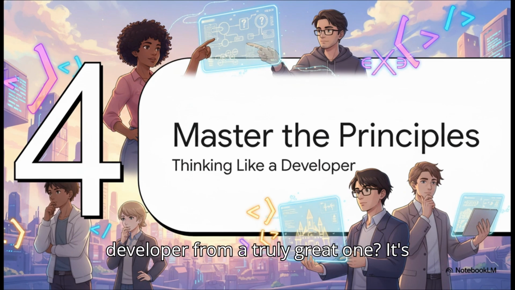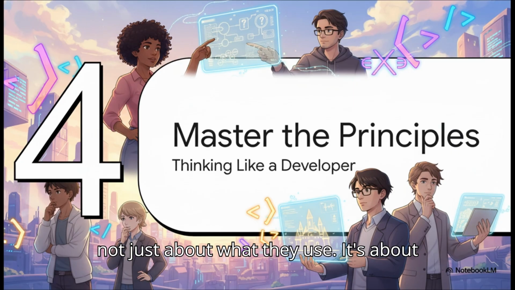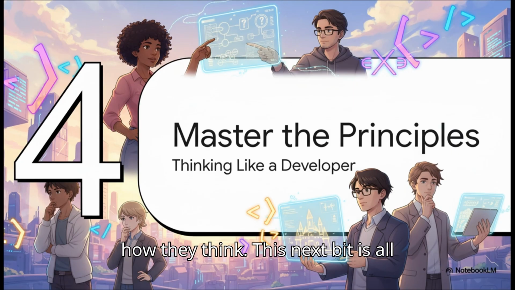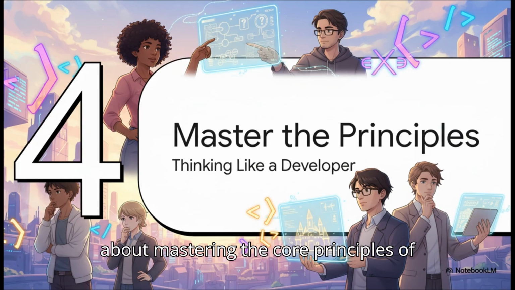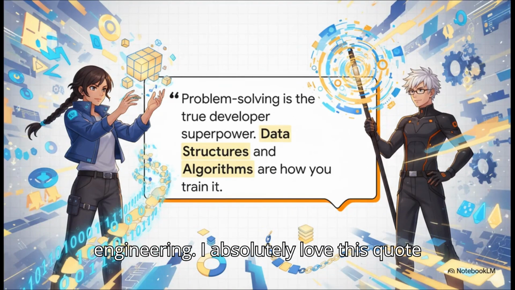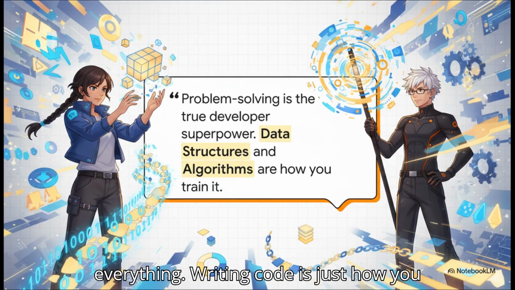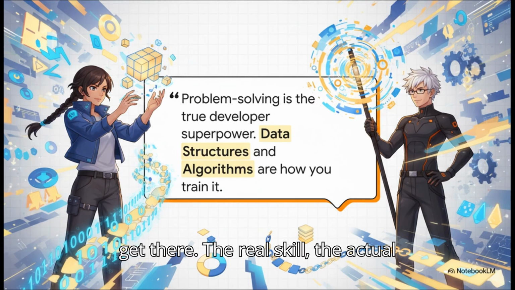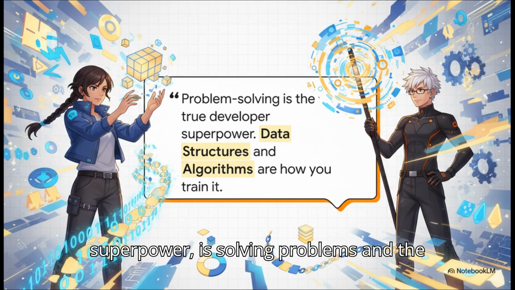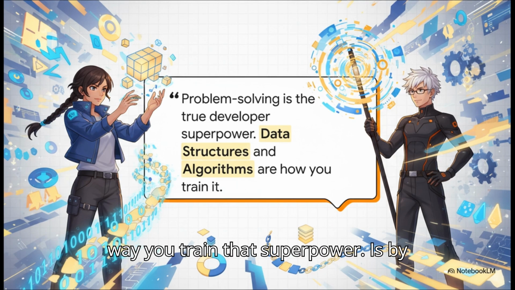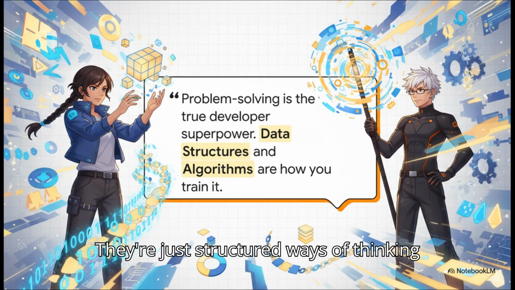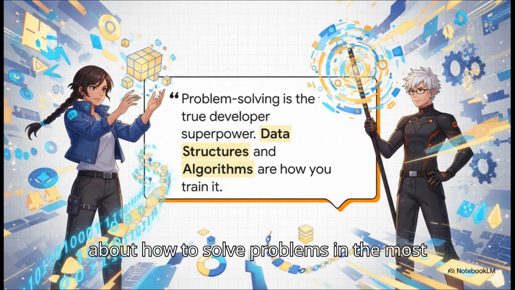Okay, so you've got the language down, you've got the tools, but what's the thing that really separates a good developer from a truly great one? It's not just about what they use, it's about how they think. This next bit is all about mastering the core principles of engineering. I absolutely love this quote because it gets right to the heart of everything. Writing code is just how you get there. The real skill, the actual superpower, is solving problems. And the way you train that superpower is by mastering data structures and algorithms. They're just structured ways of thinking about how to solve problems in the most efficient way possible.